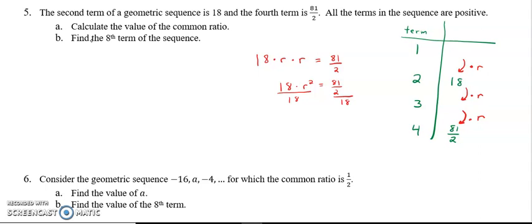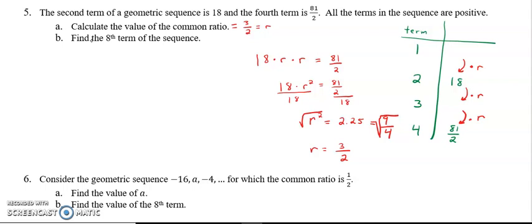So I could solve this by dividing by 18. On your calculator, just type it in exactly the way you see it: 81 divided by 2 divided by 18. This would be r squared equals, as a decimal, 0.25, but it's probably easier to think of it as a fraction. Then take the square root. Remember, when you take the square root of a fraction, you just take the square root of the top and the bottom. So there's my common ratio. 3 over 2 is r.